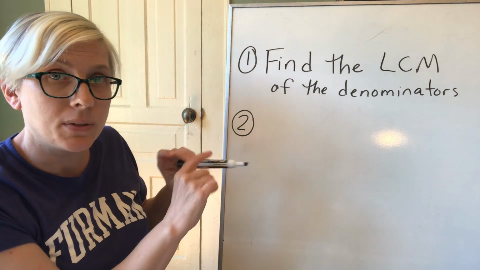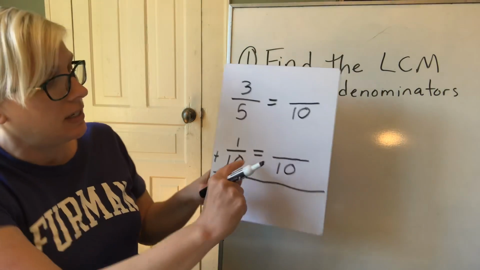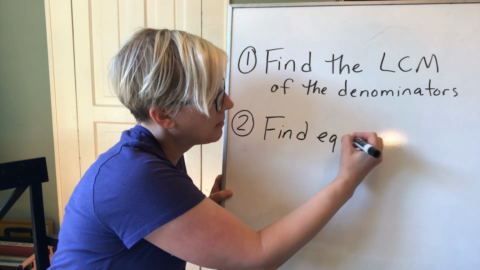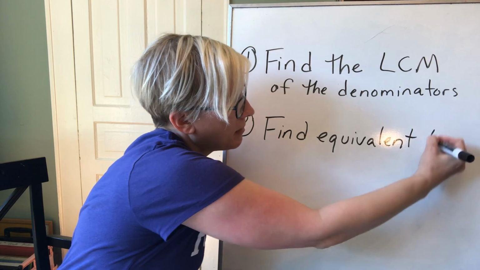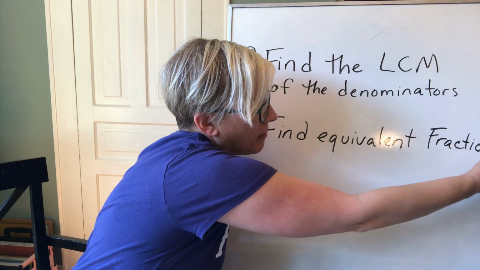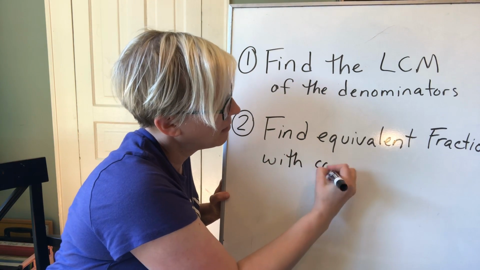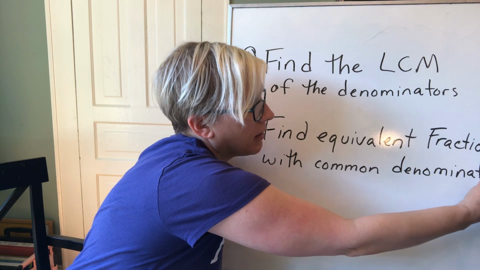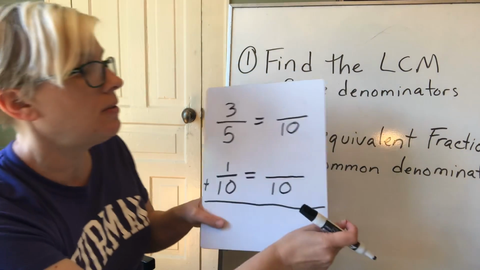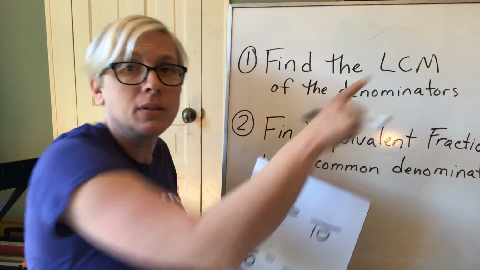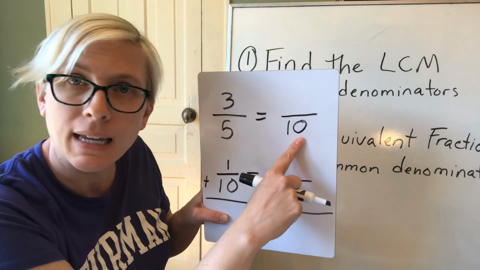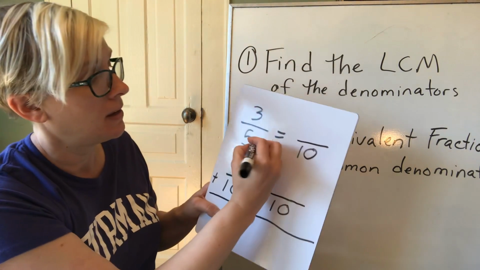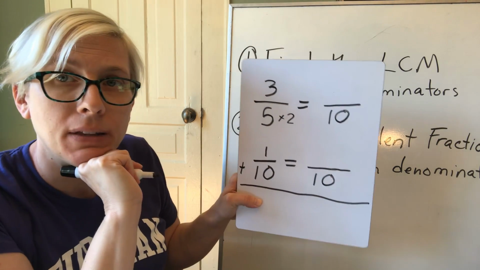The second step, once we've found our lowest common multiples, is to find the equivalent fractions with a common denominator. Okay? And the way we're going to do that is, since we were working with multiples, we know that we had to multiply 5 by something to get to 10. What do we multiply 5 by to get to 10? 2. I'm going to put that little 2 in there just to remind myself that that's what I did.